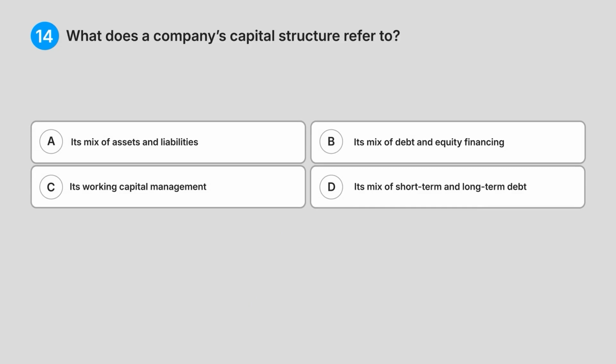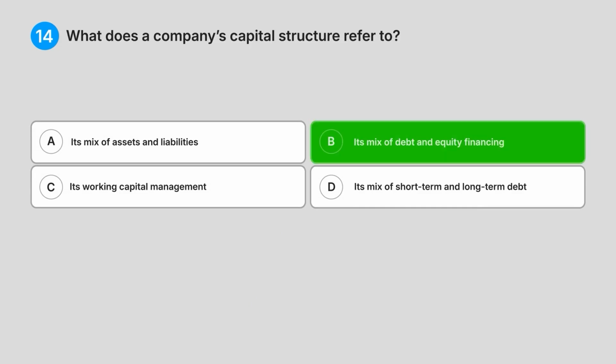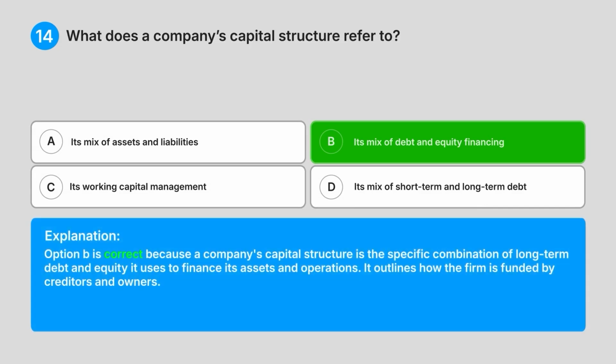Correct answer. B. Its mix of debt and equity financing. Explanation. Option B is correct because a company's capital structure is the specific combination of long-term debt and equity it uses to finance its assets and operations. It outlines how the firm is funded by creditors and owners.